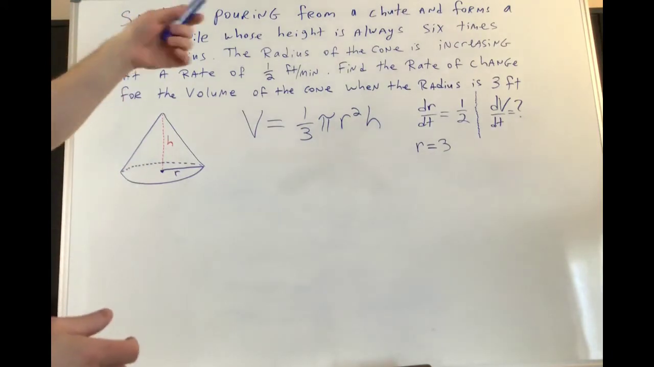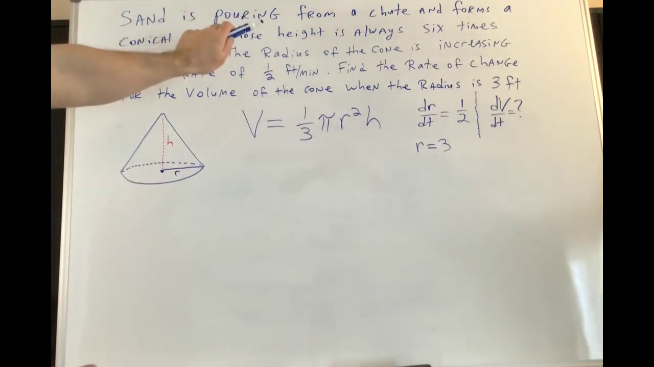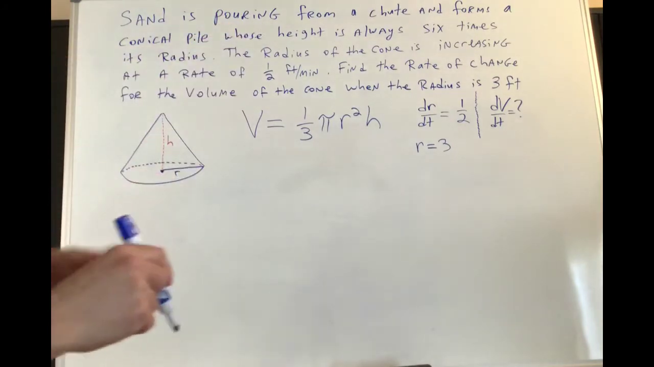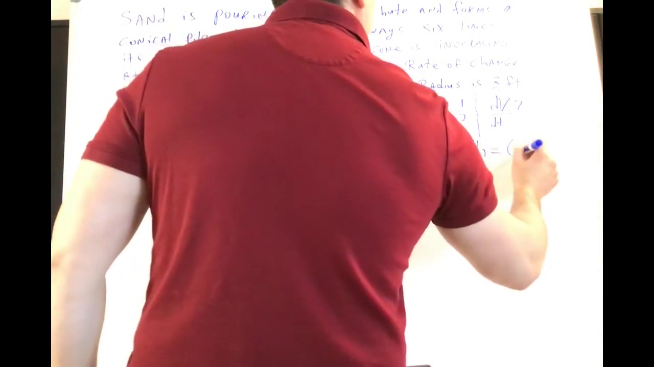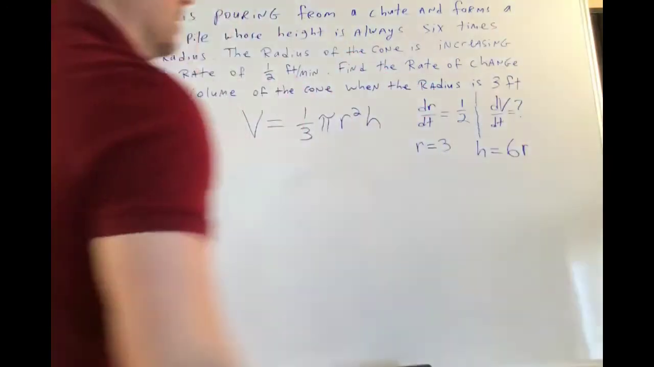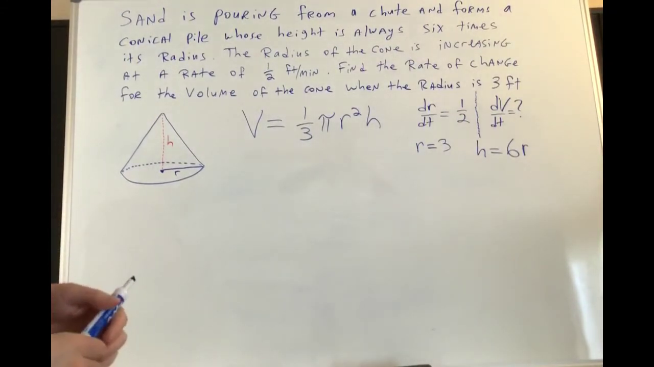It says sand forms a conical pile. Love that, conical pile. Whose height is always 6 times the radius. So the height is 6 times the radius. I'm not sure how that would be useful. Okay, so I'm sure they didn't just tell me that for nothing.